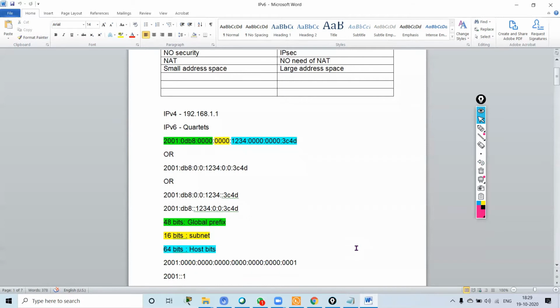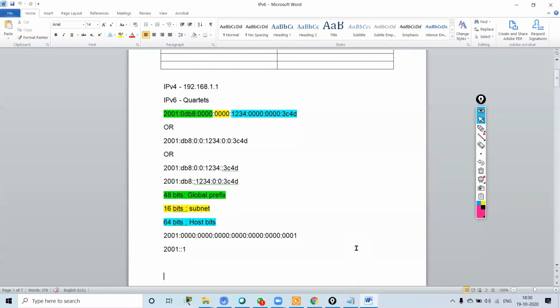Understood? So whichever are in green, they are the 48 bits global prefix. 16 bits are for subnet and 64 bits are for host. Understood?